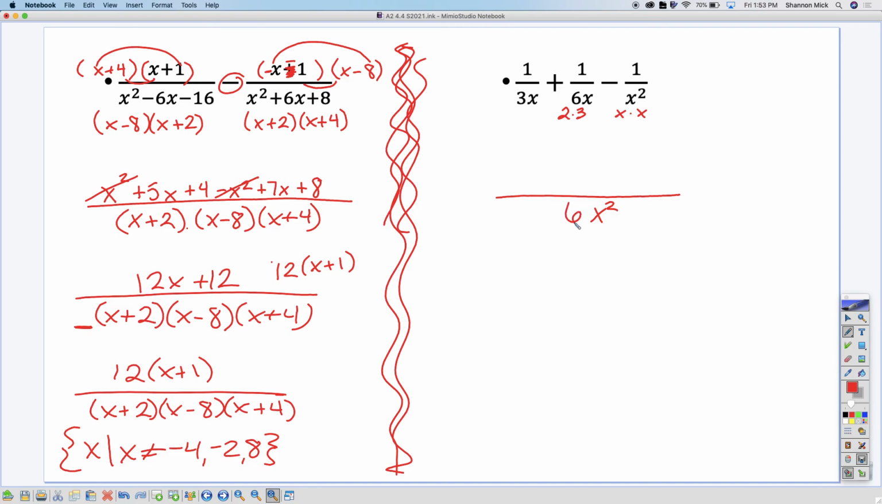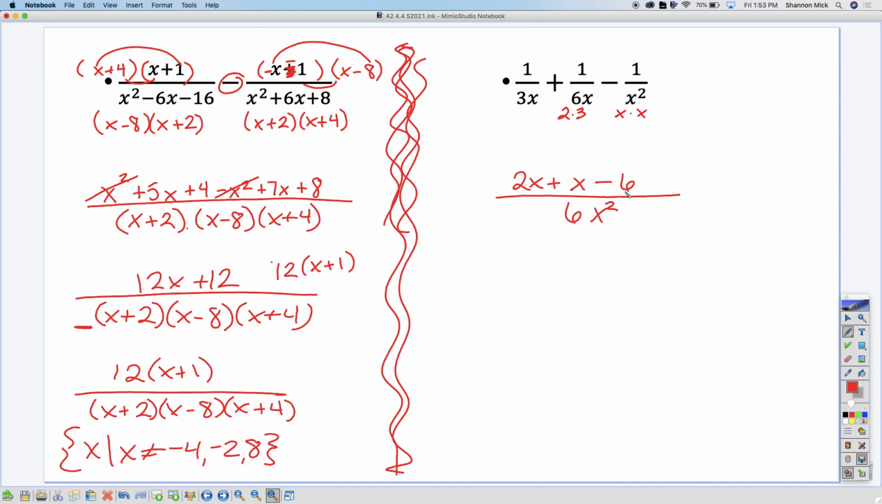So what are we going to multiply the first one by? 2x. What are we going to multiply the second one by? x. And what are we going to multiply the third one by? 6. And we're going to distribute. Well, it's just negative 1 times 6. Did you guys do negative 1 times 6? Yeah. Why did I do negative 1 times 6? Because it's a minus 2.